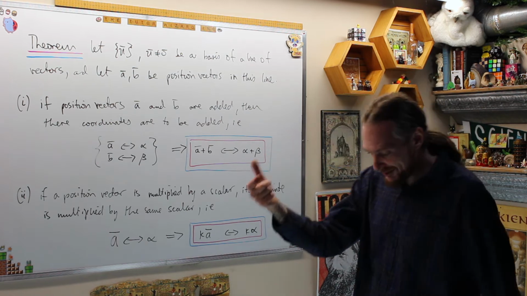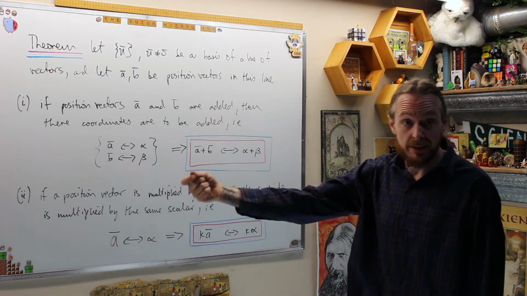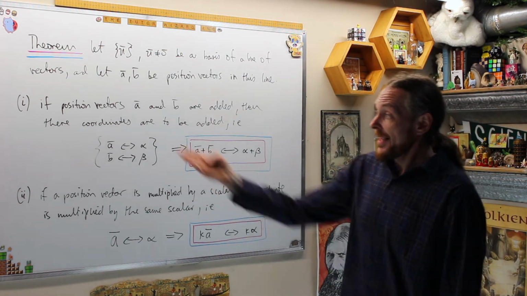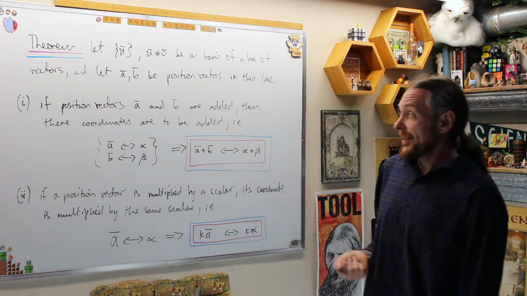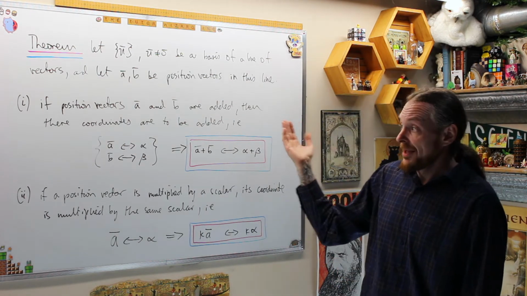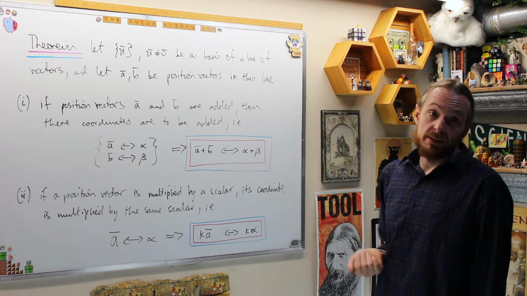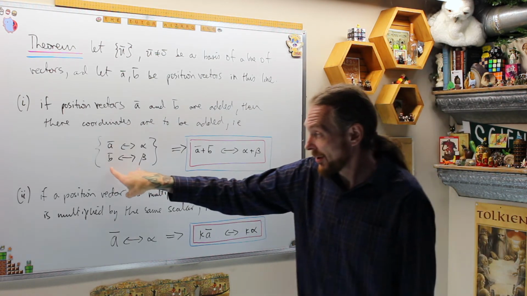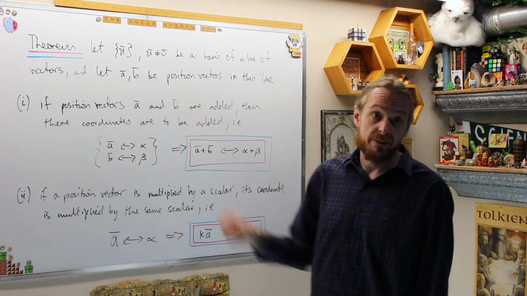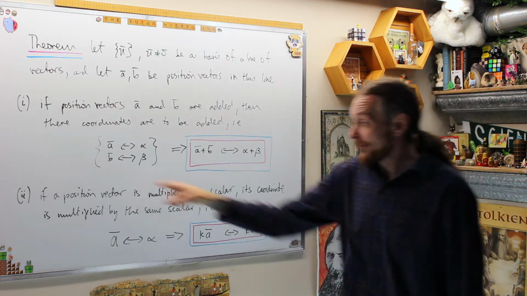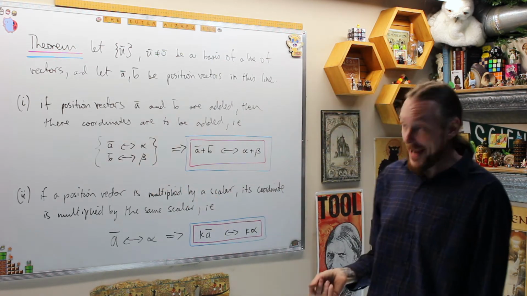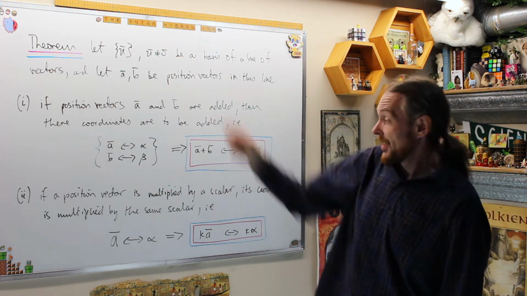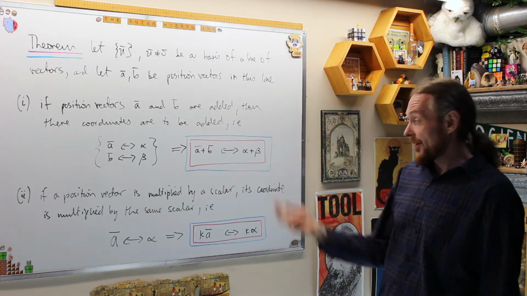What if we want to add two vectors, or scalar multiply vectors, the linear operations? If we take the position vectors A and B and we want to add them, then we add their coordinates as well. In notation, if A has coordinate alpha with respect to the basis u, and B has coordinate beta with respect to the basis u, then A plus B is going to have the coordinate alpha plus beta.